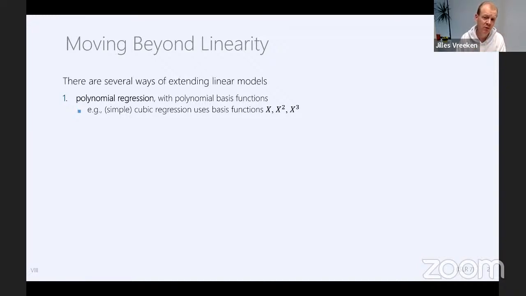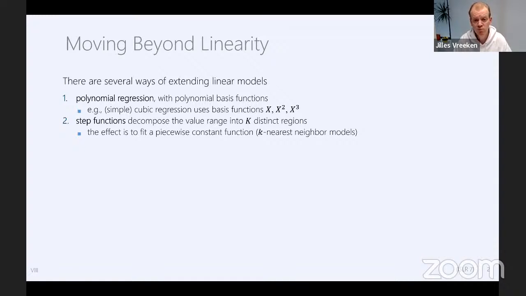We're going to be discussing in today's lecture a few other techniques. One is step functions. Step functions are a super simple way to make a function nonlinear, namely from here to here we use one function, and from there to there we use another function. We split our input domain in k distinct regions, and for each region we have a different function. For example, k nearest neighbor is one way to do this, but we'll see a few others in the course of the lecture.